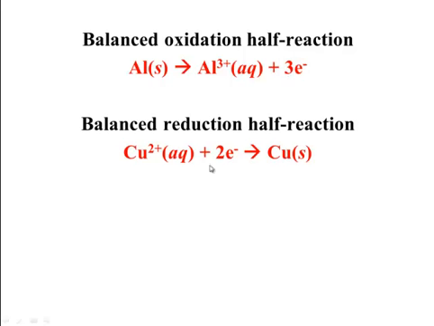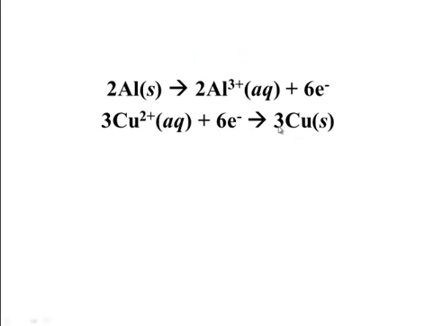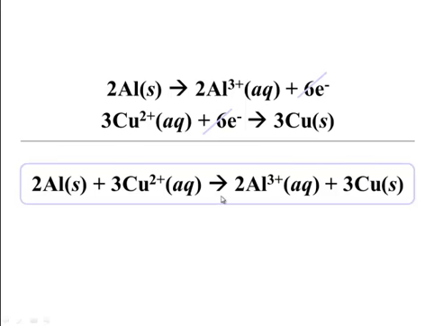Similarly, if I multiply this reaction with 3, then the stoichiometric coefficients of copper ions and copper solid will be 3, but the number of electrons will become 3 into 2, that is 6. So both these will have 6 electrons and they will definitely cancel out. So these 6 electrons will cancel each other, and finally the overall cell reaction can be represented as shown.